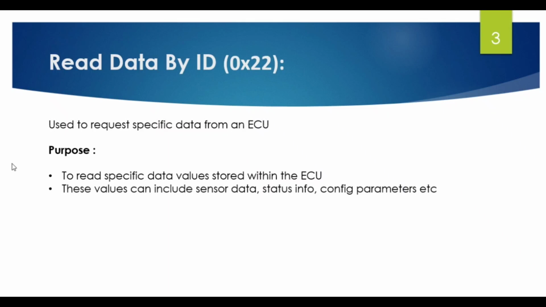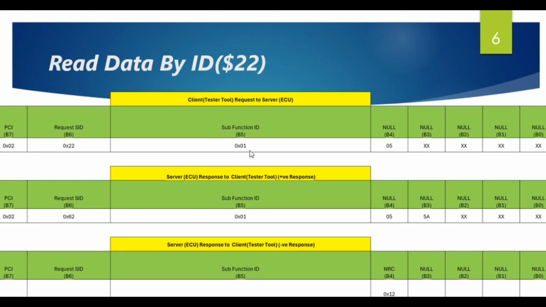So let's get started. Read data by ID. Many of you know, or you may have heard of, this 22 read data by ID. It is basically used to read information from the ECUs. Imagine you are a technician working on a modern car with various ECUs such as the engine control unit and telematics control unit. Then you are using a diagnostic tool to retrieve the engine coolant temperature from the engine control unit. In that case, you will have to use this 22 read data by ID.